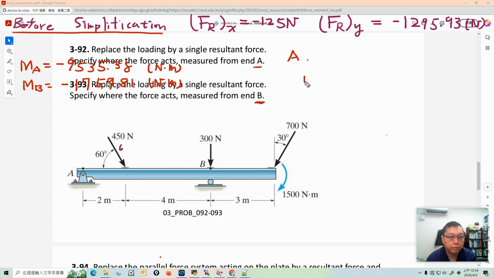After simplification, I think it will be like this. The reference point here is A. Then we have the resultant force. What's the resultant force? The X component is minus 125, and the Y component is minus 1295.93. And so the resultant force will look like this.